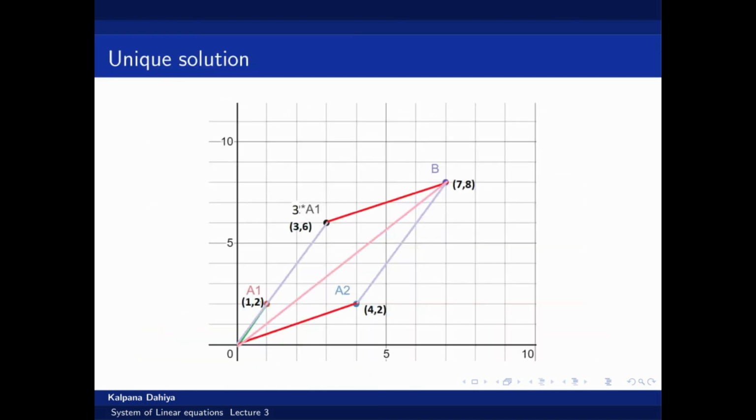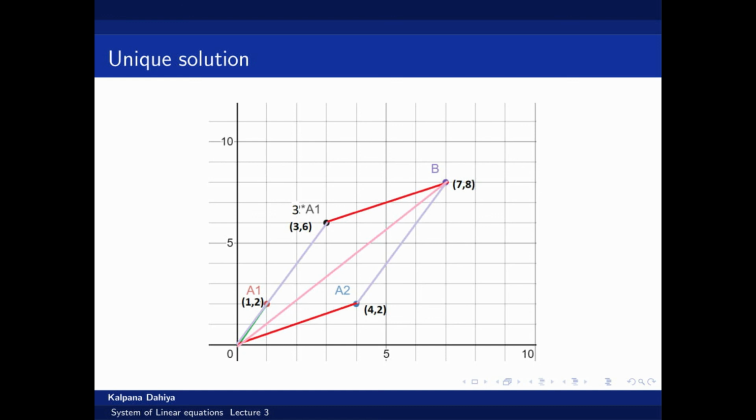Now we draw these vectors, capital A1, capital A2 and the vector B on this graph. A1 is 1, 2. I am representing this by a red dot. Then I have A2, that is 4, 2. This is the red vector here. And the right hand side vector B, that is 7, 8. So now we want to see whether we can write this vector B, which is 7, 8, as a linear combination of these two vectors, capital A1 and A2.